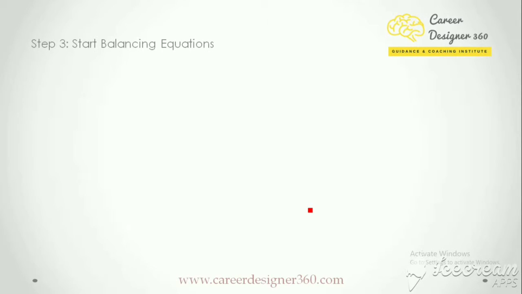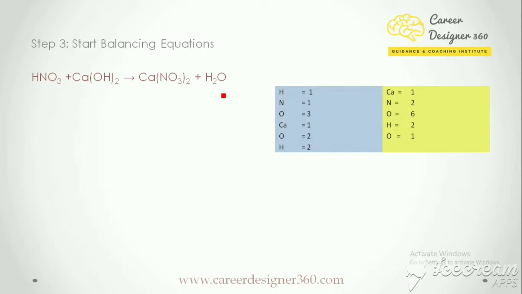Now, once you have learned how to make a chemical formula from the chemical name of a compound, we come to balancing the equation, or we learn actual balancing. So we have HNO3, that is nitric acid, plus calcium hydroxide Ca(OH)2 reacts to form calcium nitrate and water.